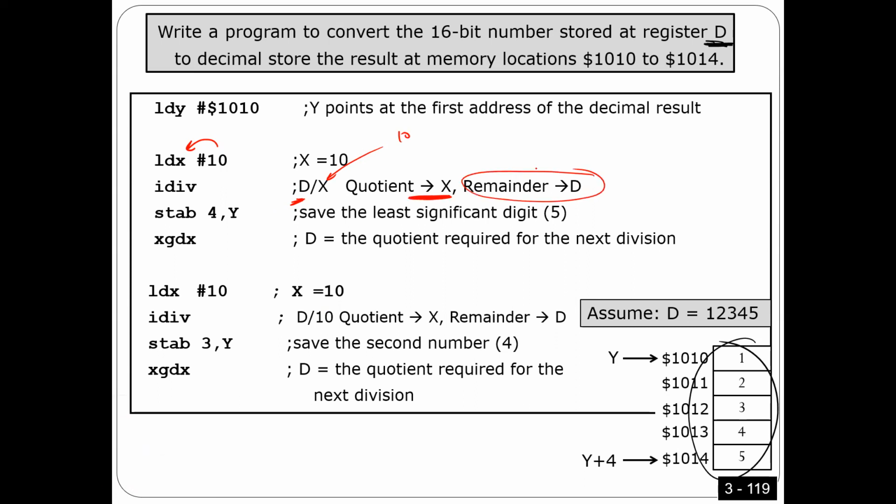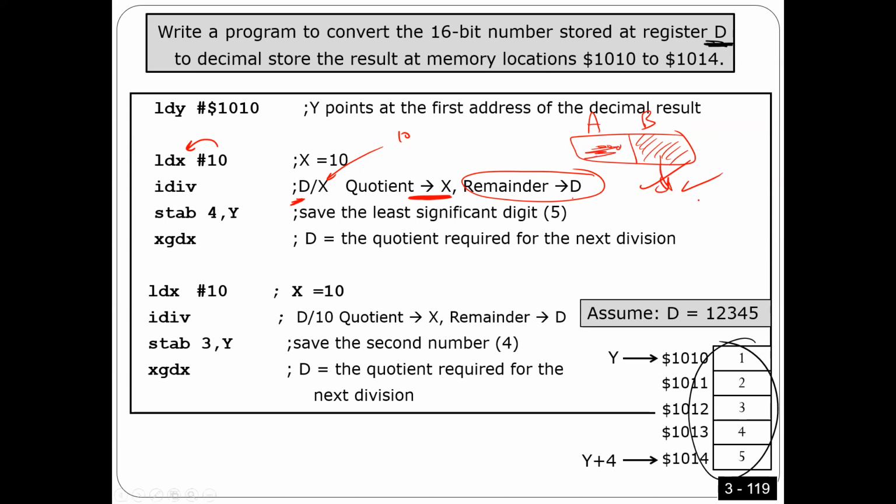Be careful here. Although the remainder is in D, as I explained to you before, register D is two parts, A and B. The remainder should be only in B. A is always 0, so just ignore A and get the remainder from B.